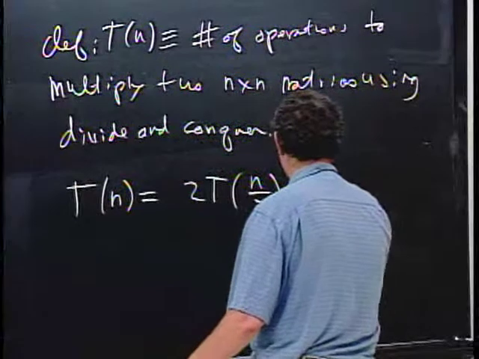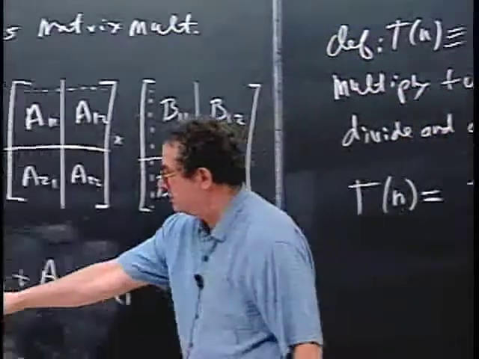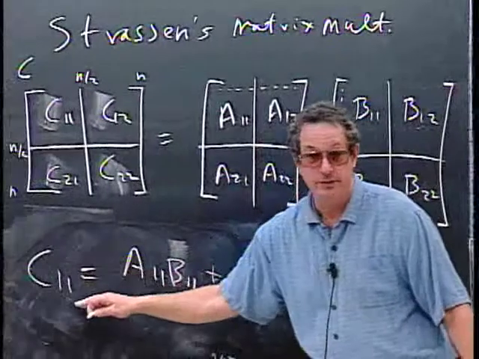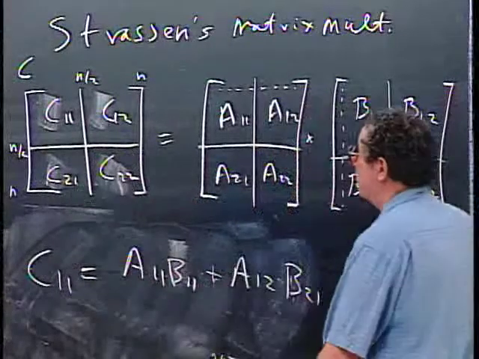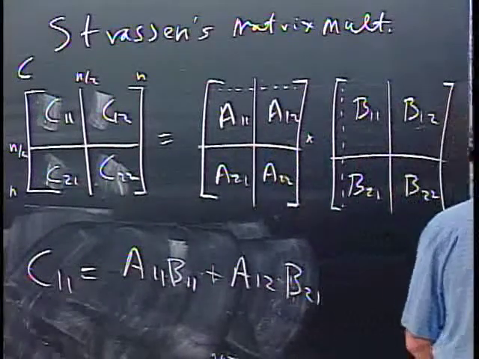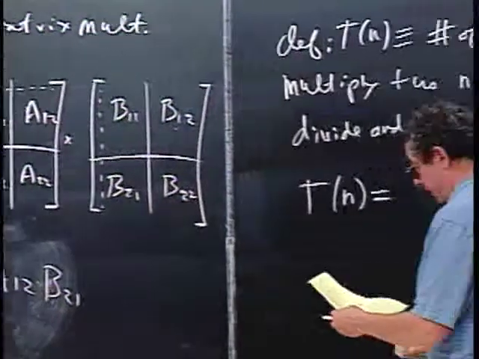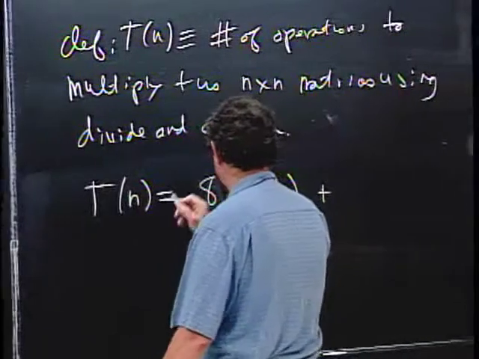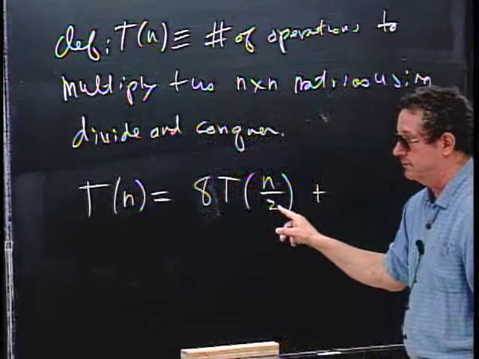We'll get to the addition in a minute. But this 2 is for a particular submatrix C11, and we have 4 submatrices here. So when we want to multiply two n by n matrices, the divide and conquer really implies that we're going to do 8 multiplications of submatrices of n over 2 by n over 2.